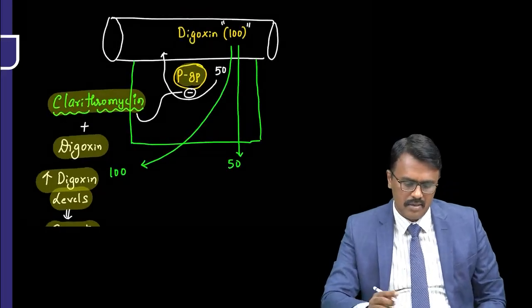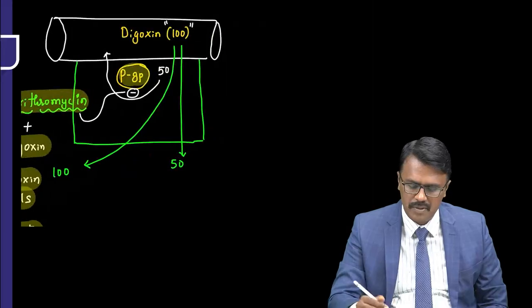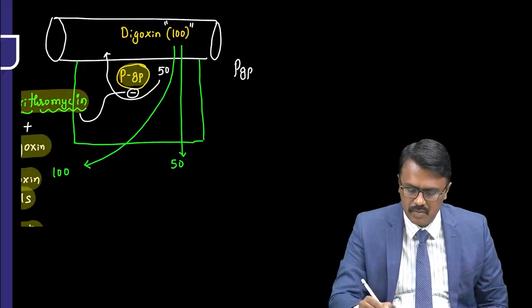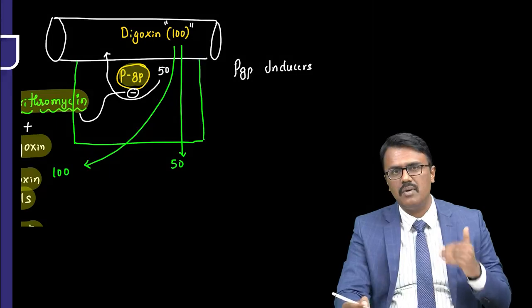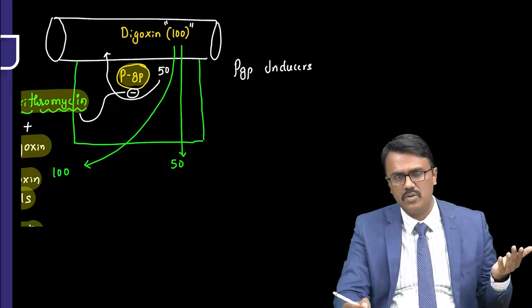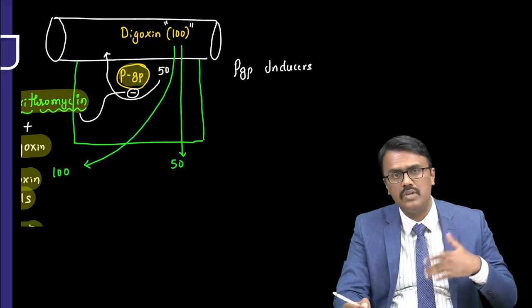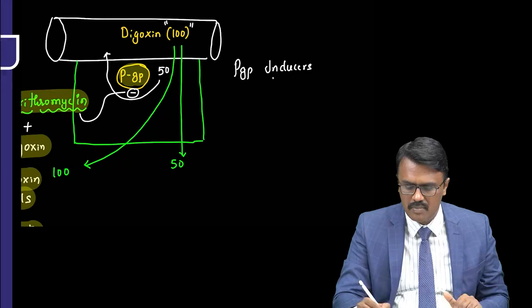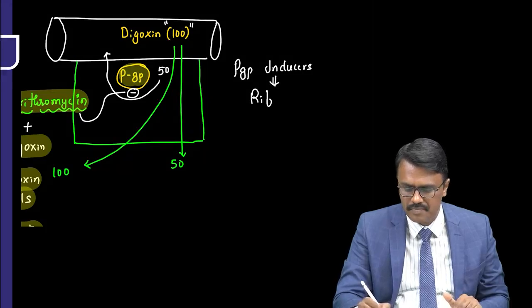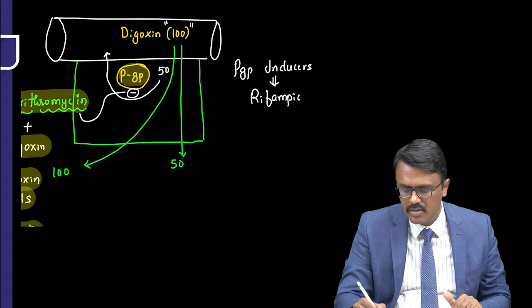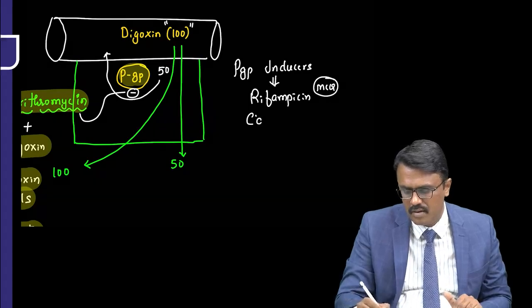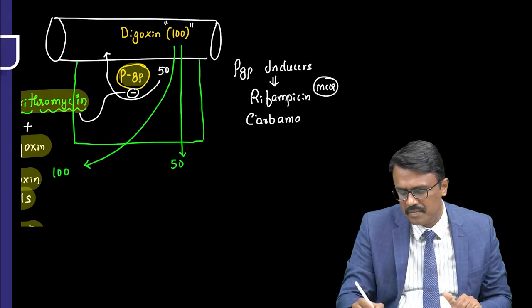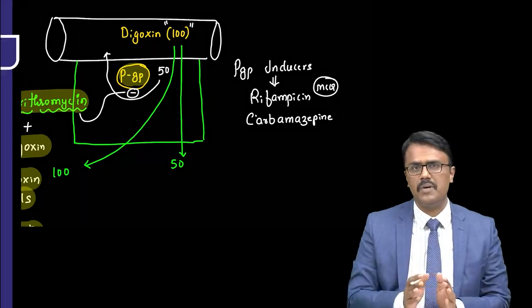Now there are certain drugs which can induce P glycoprotein. They are P glycoprotein inducers. What do you mean by that? These drugs increase the number of P glycoprotein. They will increase the number of watchmen, so they can throw the people out. The example of this is rifampicin. They had asked this question. Rifampicin, and then an anti-epileptic drug, carbamazepine. So these are examples of P glycoprotein inducers.